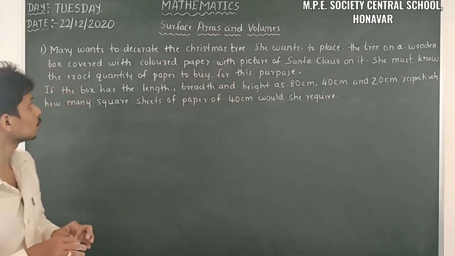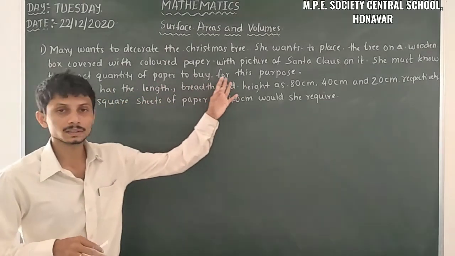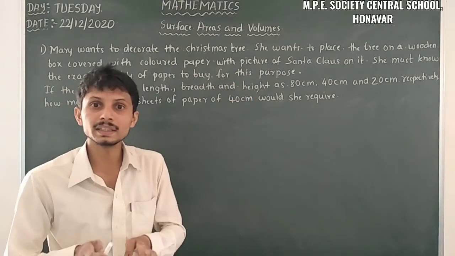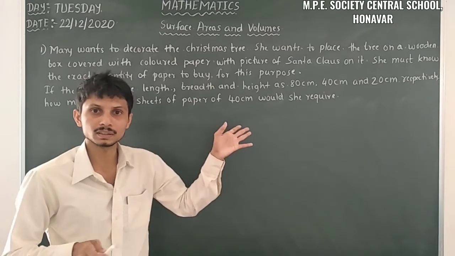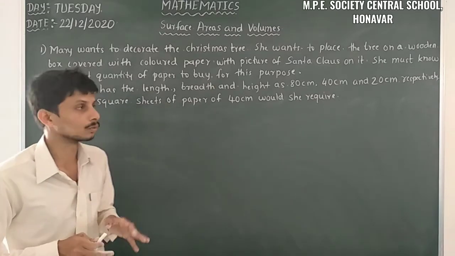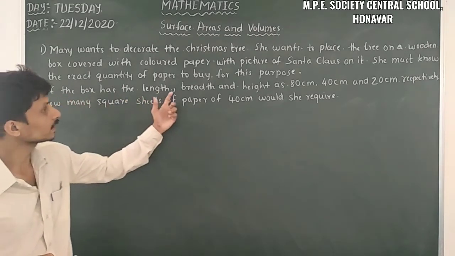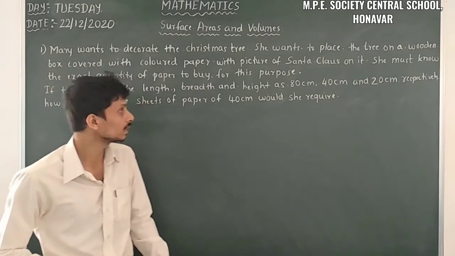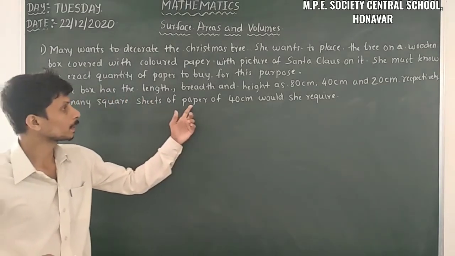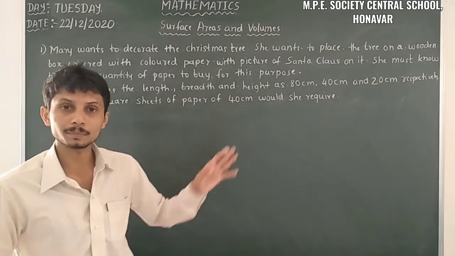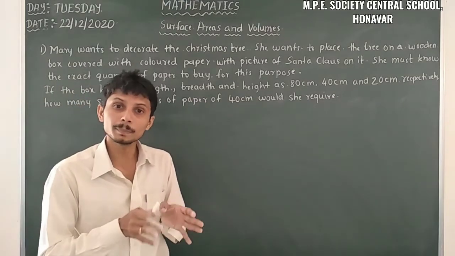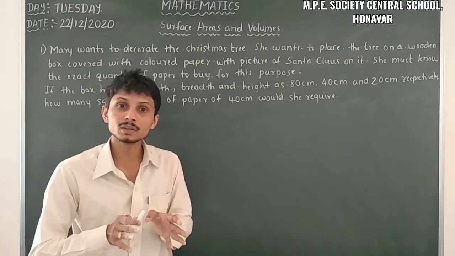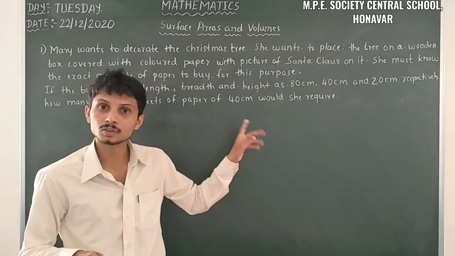Then she must know the exact quantity of paper to buy for this purpose. She knows how much paper is needed to cover that wooden box, but we have to find that out. If the box has length, breadth and height of 80 cm, 40 cm and 20 cm respectively, how many square sheets of paper of 40 cm would she require? That means we have to calculate how many square-shaped papers are needed to cover that cuboidal box.